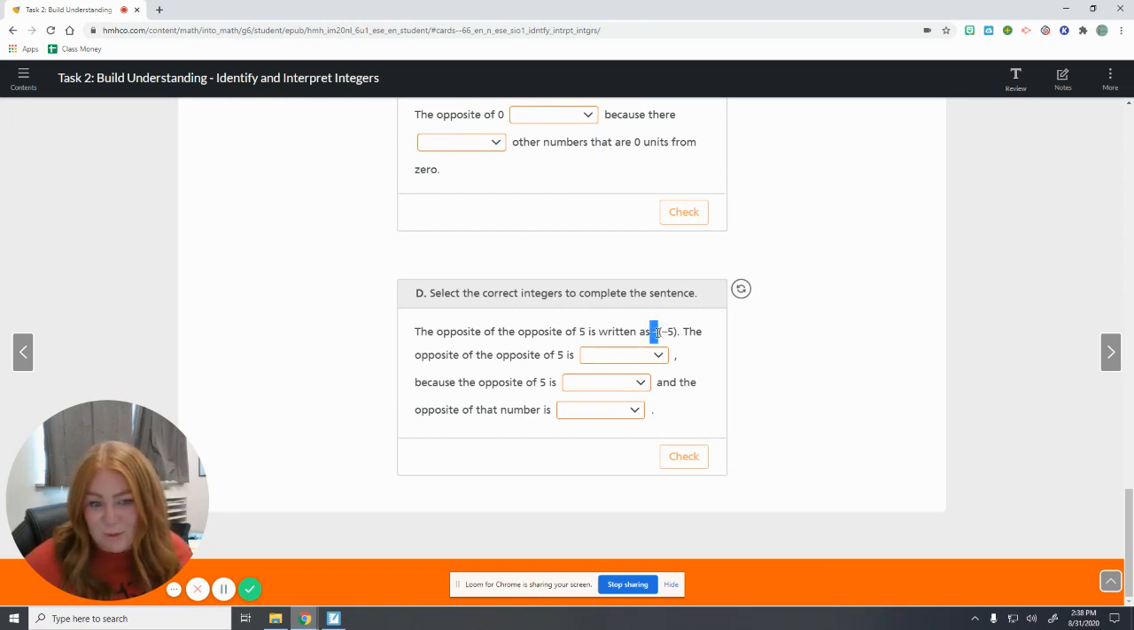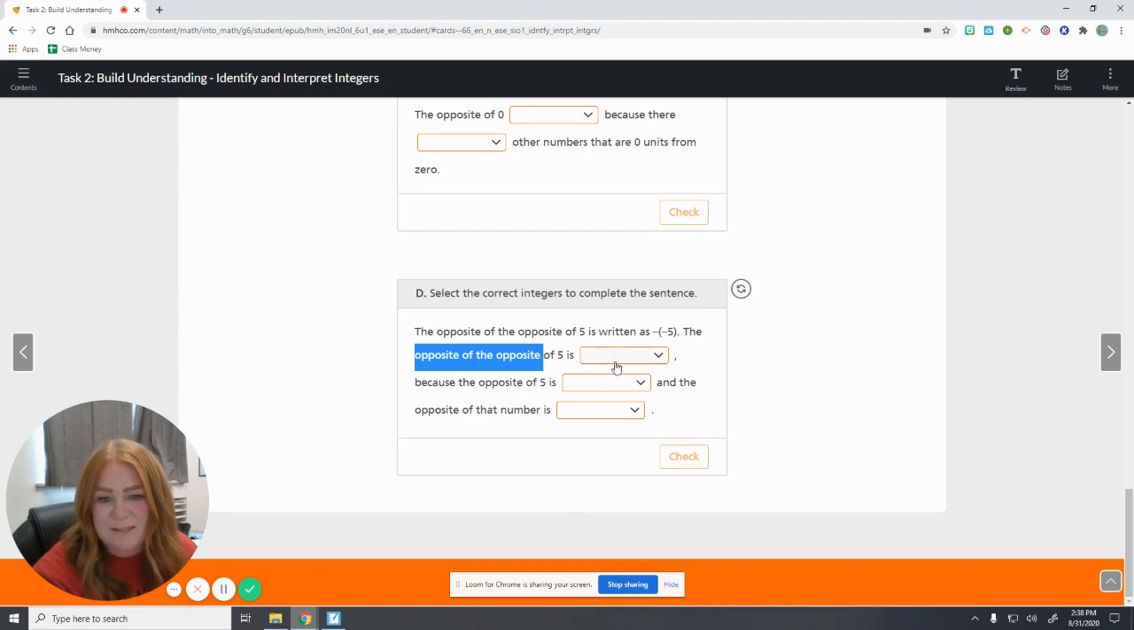So we have these two here. This means opposite of -5. So the opposite of 5 is, drop that down. And then because this one is the opposite of the opposite, the opposite of the opposite is what we just talked about. Go to the opposite, go backwards to the other opposite. The opposite of 5, drop that down, and the opposite of that number. So we're just going back and forth with those opposites there.